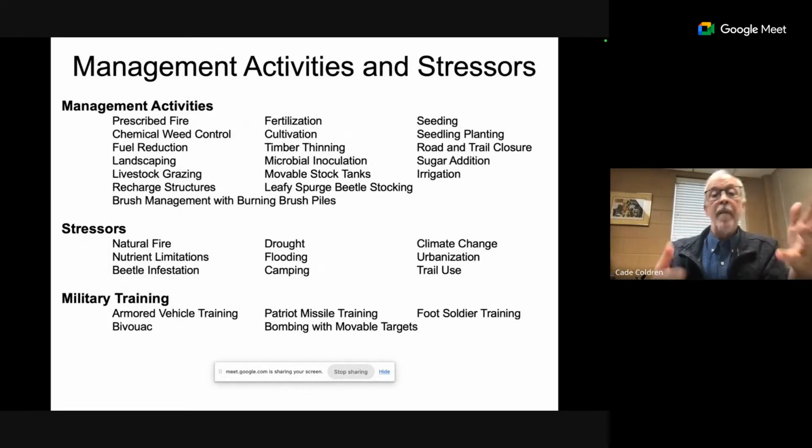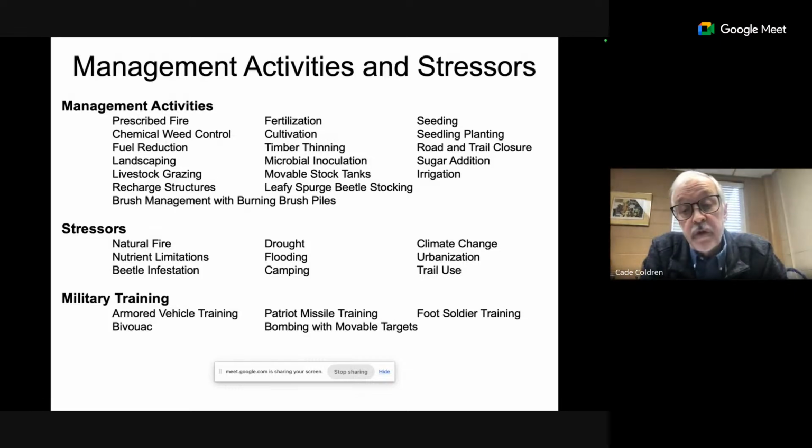And here's a list of all the management activities and stressors that we've done. The very bottom, the military training, we were asked to set up a model for an area in Fort Bliss in southern New Mexico. And they actually rent part of their reservation out to the German Air Force. And so all of these, particularly the bombing with movable targets, we had to put in, it's almost like a video game approach to ecology.